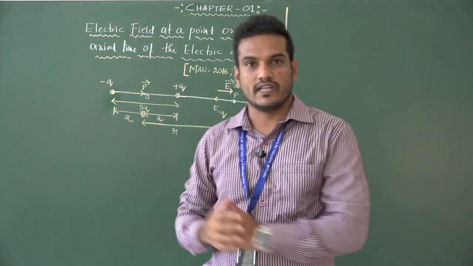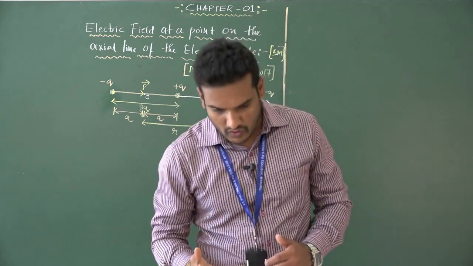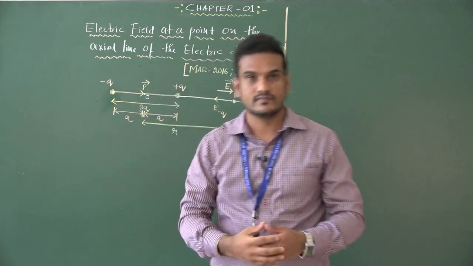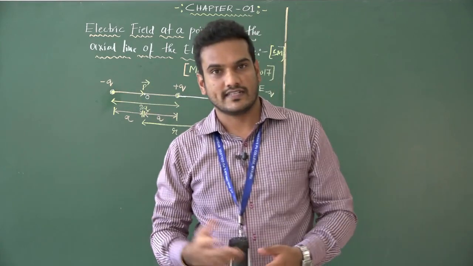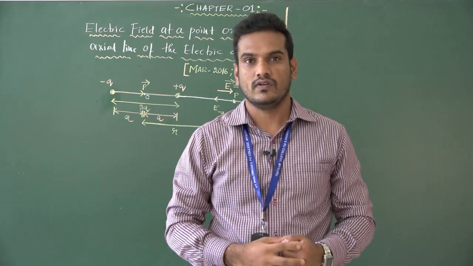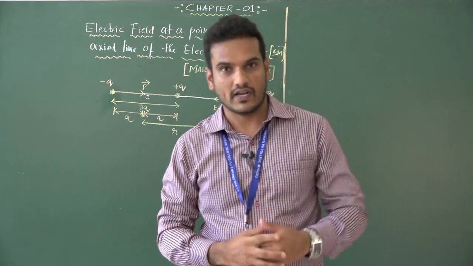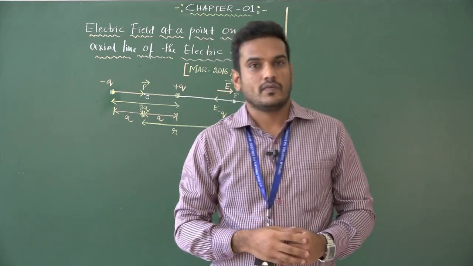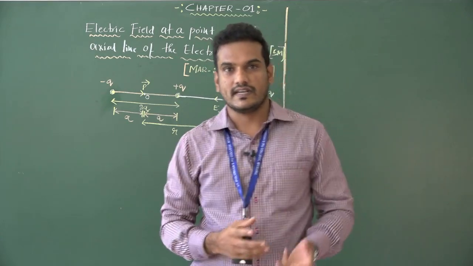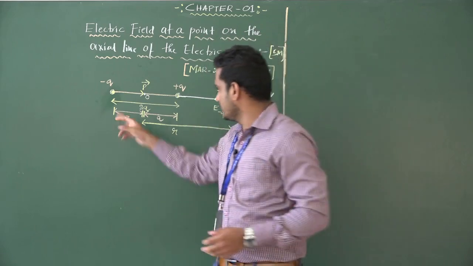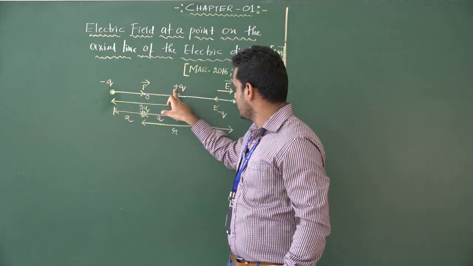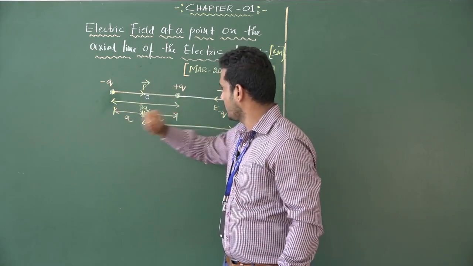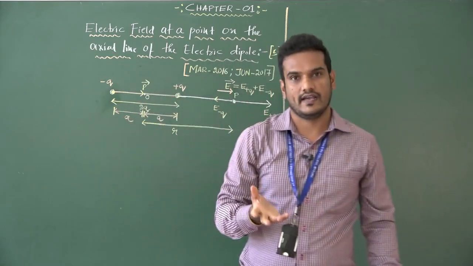So before going to the derivation, we need to know what exactly the electric dipole and axial line are. In the last class itself, I explained what an electric dipole and axial line are. We will recall, an electric dipole is nothing but a pair of equal and opposite charges separated by a certain distance 2a. Look at this, negative charge, positive charge separated by a distance 2a. So I consider an electric dipole. Then what exactly is the axial line?